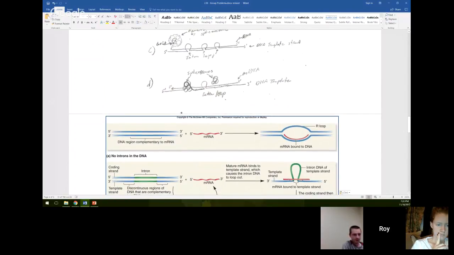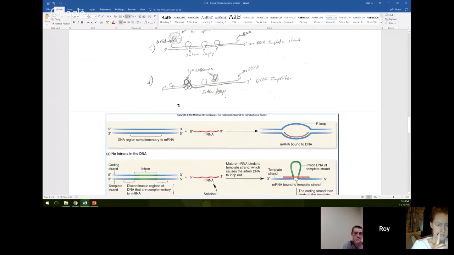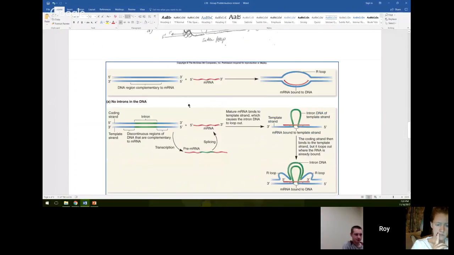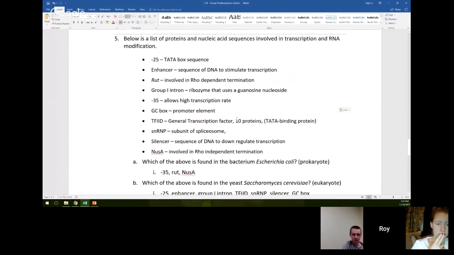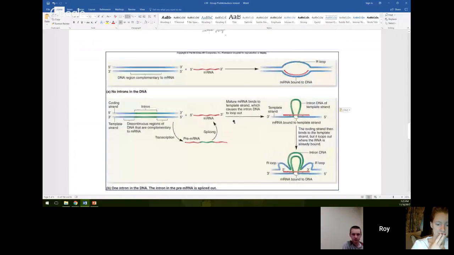snRNPs come in, U1 through U6, and they bind together and splice these introns off, and that's how you get those. I hope I explained that well enough. It gets kind of confusing there at the end. Definitely look at the slides, definitely look at the video if you want more help on that one.